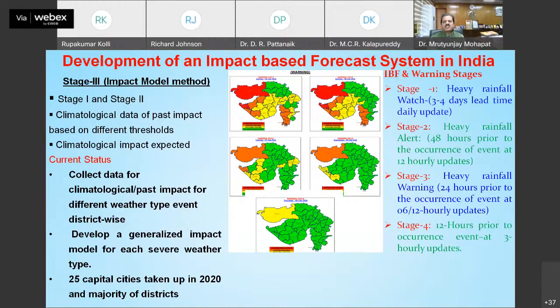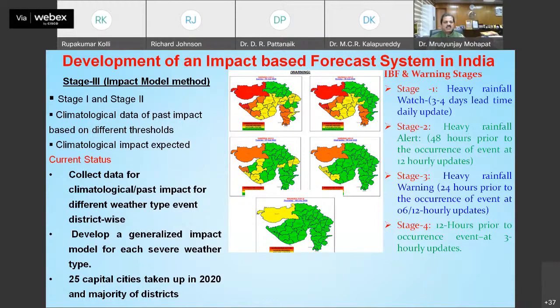We issued a heavy rainfall watch at the district level 48 hours in advance, or 3 to 4 days in advance. So all the districts in the state were given the warning about the impact expected due to the heavy rainfall. Then it was followed by stage two, that is the heavy rainfall alert 48 hours in advance, then the heavy rainfall warning 24 hours in advance. In stage four, 12 hours prior to occurrence, we started giving information every 3 hours.